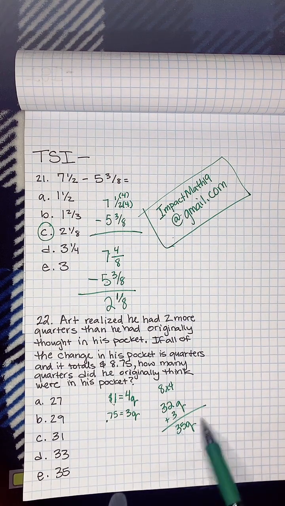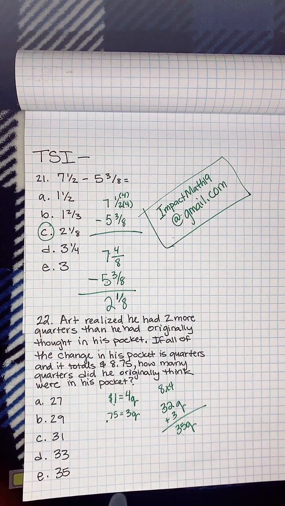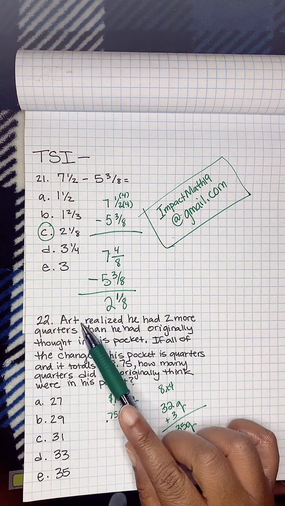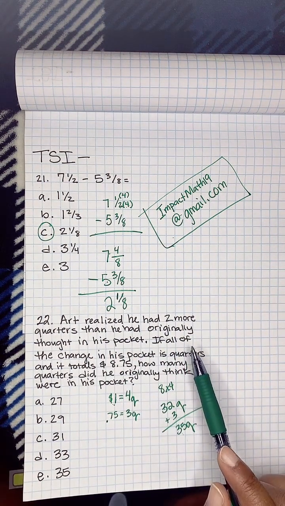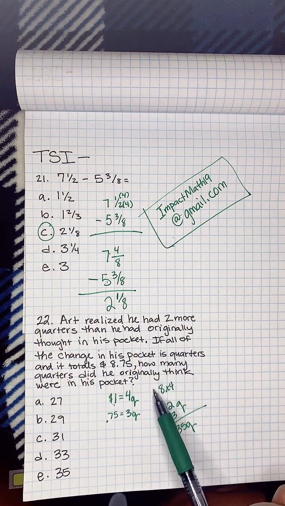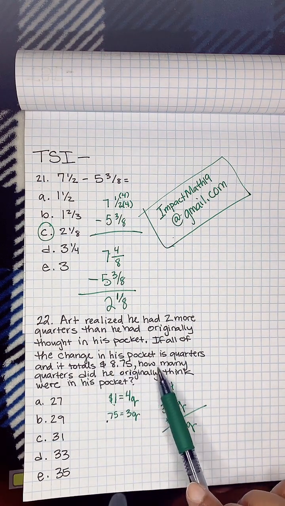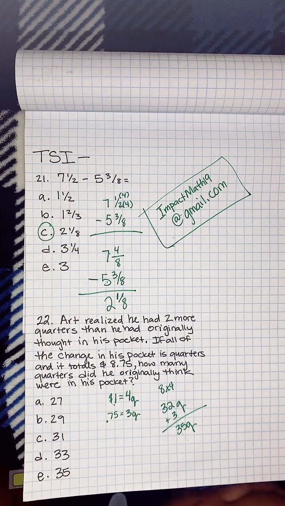So if 35 quarters is 8.75, and then what are we going to do? Subtract 2? Because Art realized he had 2 more quarters than he originally thought in his pocket. You guys, this is throwing me for a loop. I know, 37, that's what I'm saying. I'm confused now. Me too, okay?